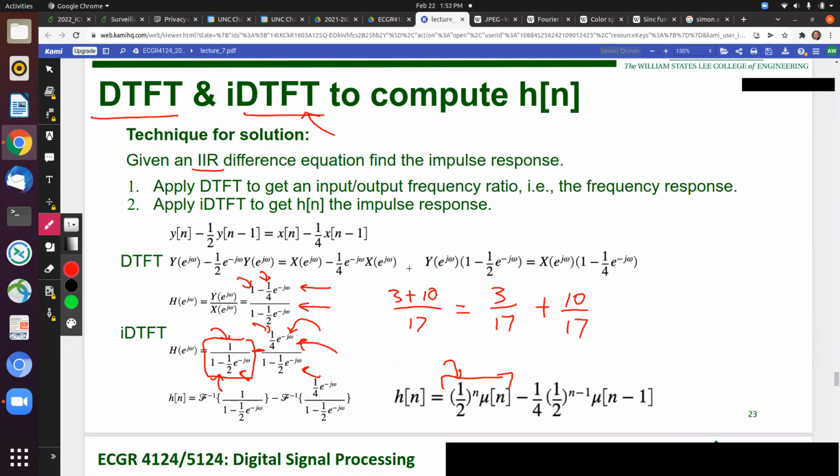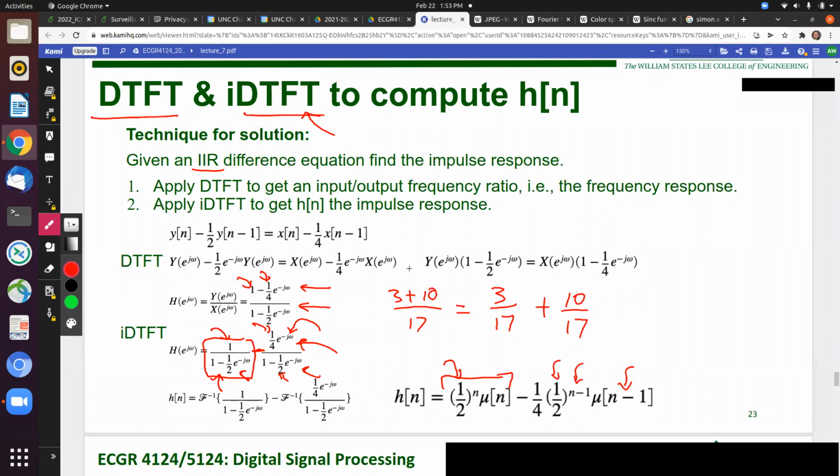And then we have a 1/4, that's linearity. That's just a constant you put out in front. So this is again a delayed alpha to the n u of n. So it's 1/4 times 1/2 to the n minus 1, u of n minus 1, because it's delayed. So this is the delay property.